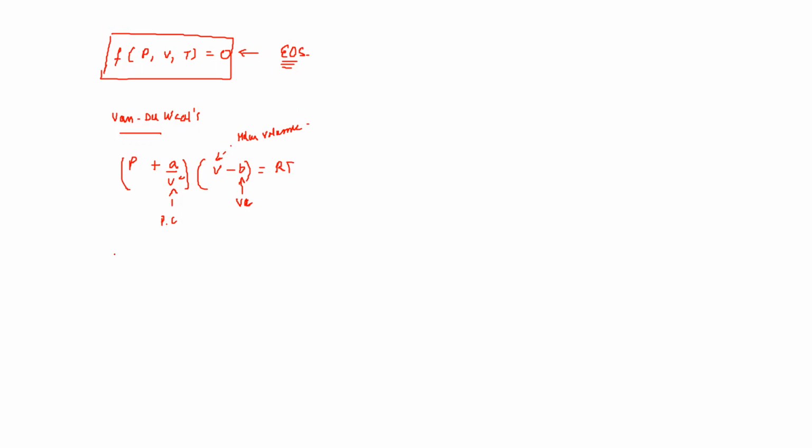We further simplified this equation and wrote it in this form: PV cube minus (RT plus BP) times V square plus AV minus AB is equal to 0. From here you can see this equation is cubic in volume. In order to solve an equation which is cubic in volume, we need to follow a numerical method. The numerical method that we discussed in the previous lecture was the Newton-Raphson method.